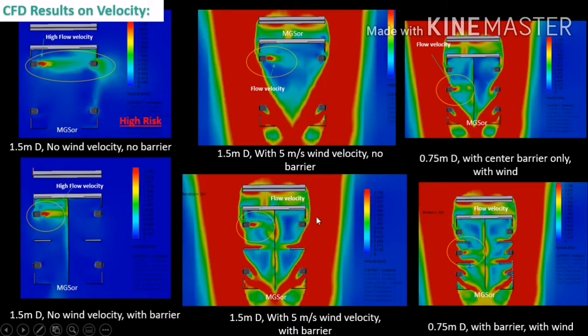And on the same side with the barrier, you'll see there's low risk of passing the droplets to passenger B and to the side passengers because of the barriers. But if we reduce it to 0.75 meter distance with barrier with wind, you can see that there's still low risk of directing the sneeze to your co-passengers, as well as with the center barrier only with wind. But this one is at high risk, especially if the vehicle is not moving.